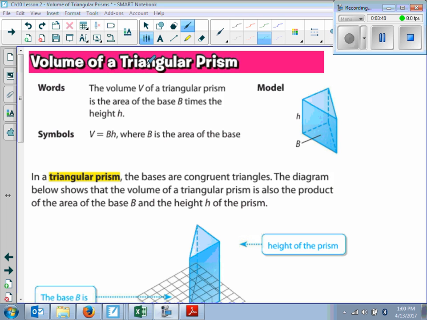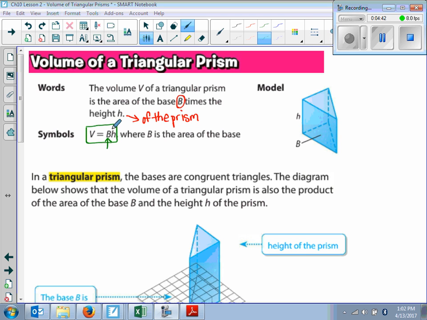So here we're looking at the volume of a triangular prism. In words, it says here the volume V of a triangular prism is the area of the base, B, that's the big B, times the height of the prism. You remember when I was saying the area of the base, that's the big B, and then the height is the height of the prism. Okay, so the formula is volume is equal to the big B times the H, where the big B is, what formula is that? Is that big B for the triangular prism?